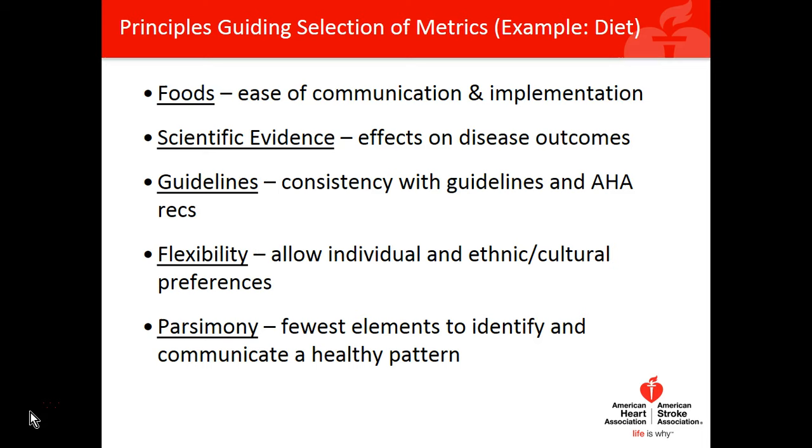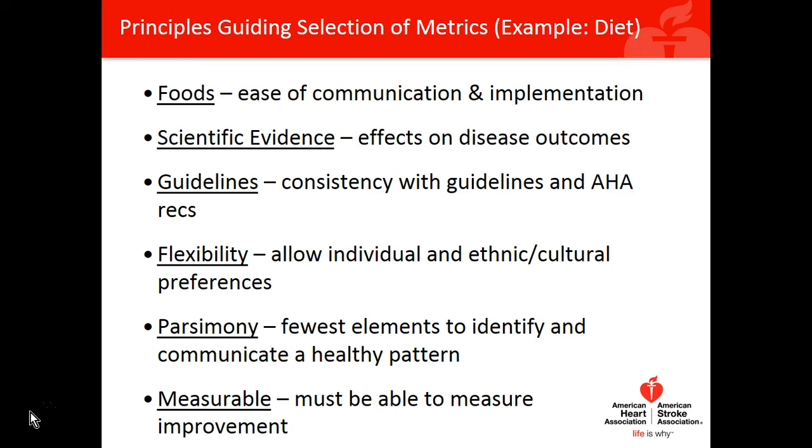Also, parsimony was key. They wanted to identify a key set of metrics for the dietary score that were identifiable and easy to communicate when someone follows a healthy dietary pattern. And finally, they needed to be measurable. Measurable can mean a lot of things, but particularly in this setting, I believe they were thinking about measuring from a research perspective, if we're interested in looking at the association of these metrics with disease outcomes, as well as being able to be measured and communicated in an individual's dietary intake in a clinical setting.